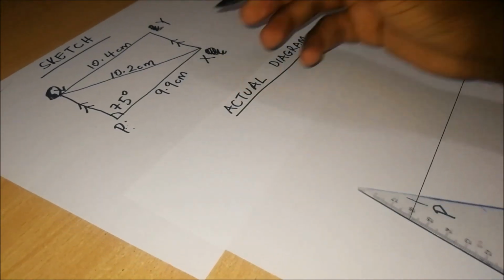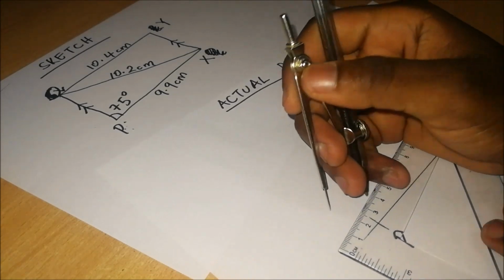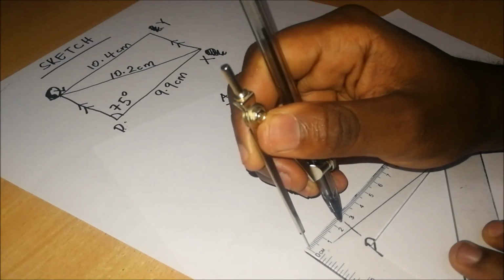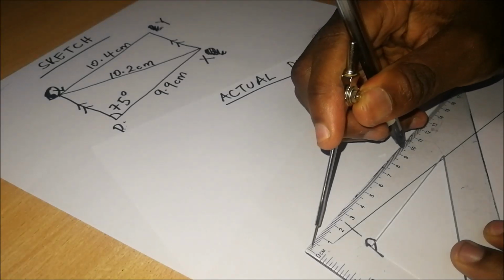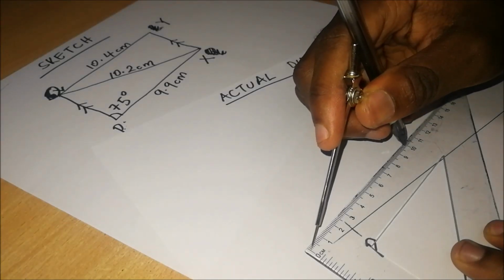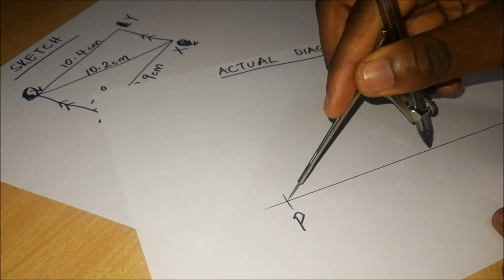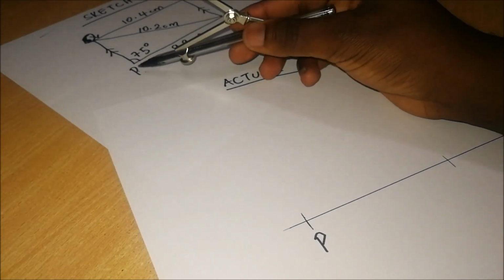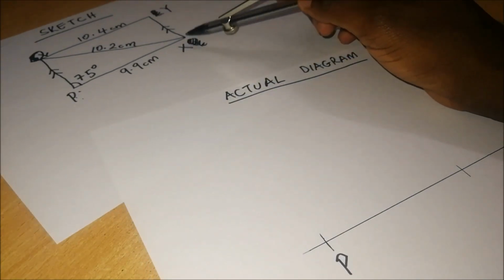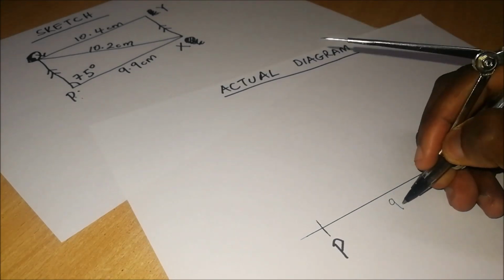So I am supposed to look for X. We're measuring off 9.9 centimeters. I'll come to my ruler and measure off 9.9 centimeters. It is there. So I'll come to my point P and measure off the 9.9 centimeters. So it means I've measured from P to X. I'll label this X. So that is my 9.9 centimeters.